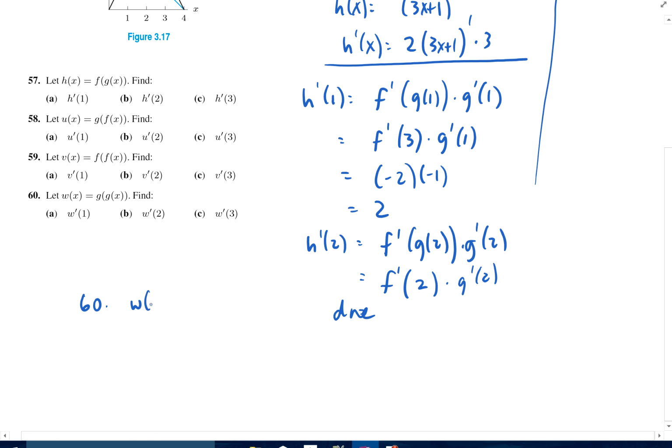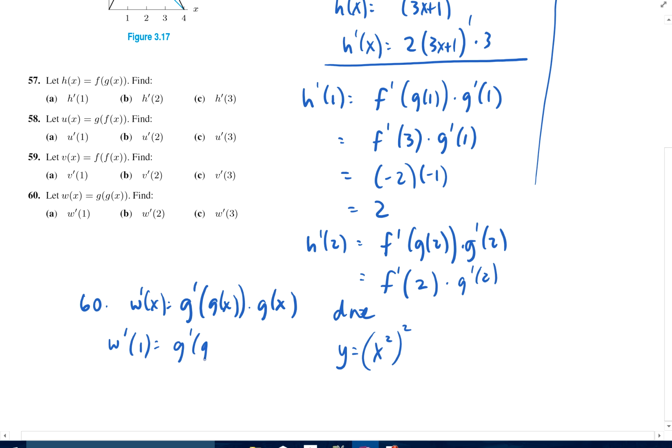So we've got w of x is the outside function times the derivative of the inside function. It just happens to be the same function, right? That'd be like y equals x squared squared. Okay, so that's where the outside function is something squared and the inside is something squared. Okay, so then w prime at 1 would be g prime of g of 1 times g prime of 1.